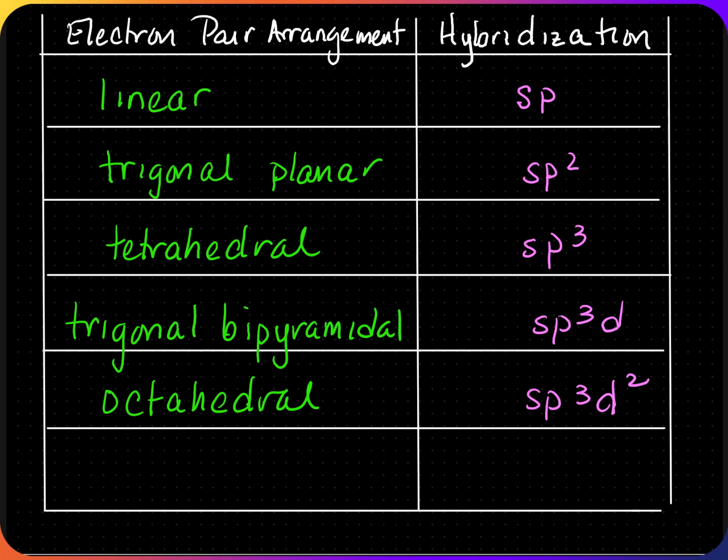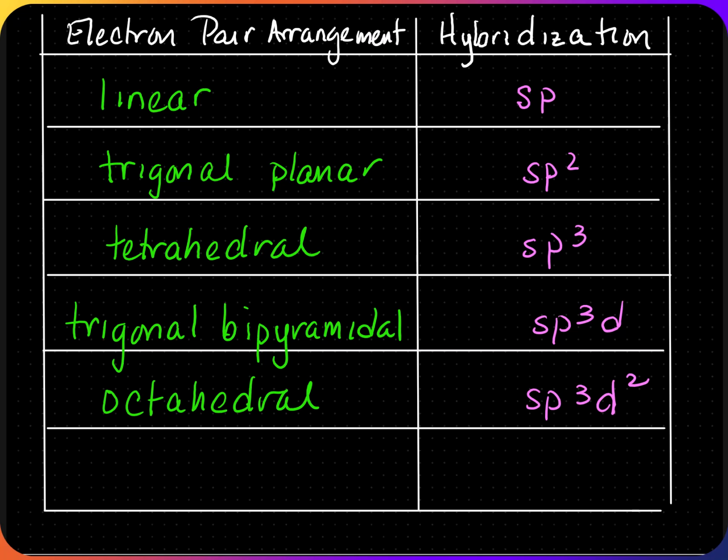Trigonal bipyramidal is 5. Whether we do 5 bonds and 0 lone pairs, 4 bonds and 1 lone pair, 3 bonds and 2 lone pairs, or 2 bonds and 3 lone pairs, they all add up to 5. So the electron pair arrangement is trigonal bipyramidal. So the s is 1. There's 3 p's. And since all the p's and the s are filled, we need to go to d.